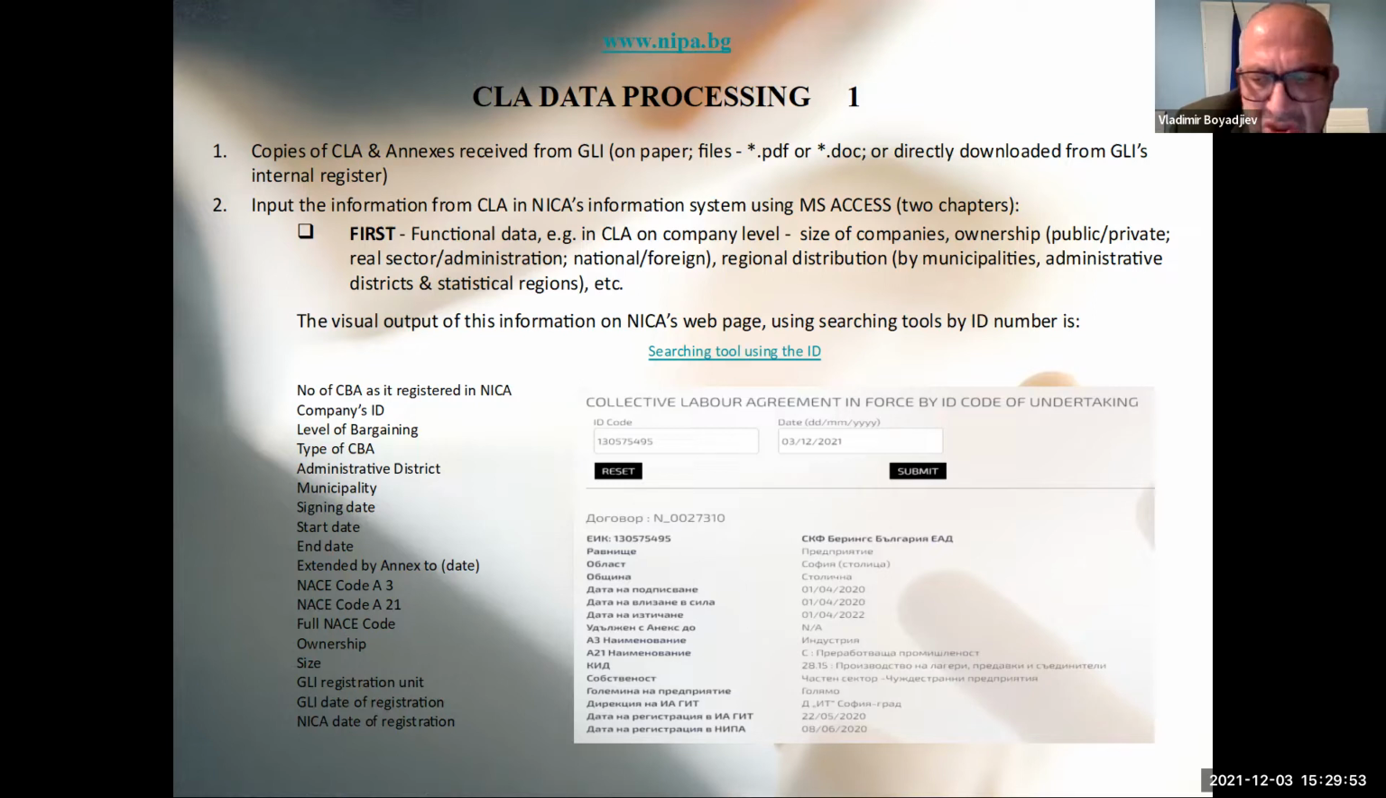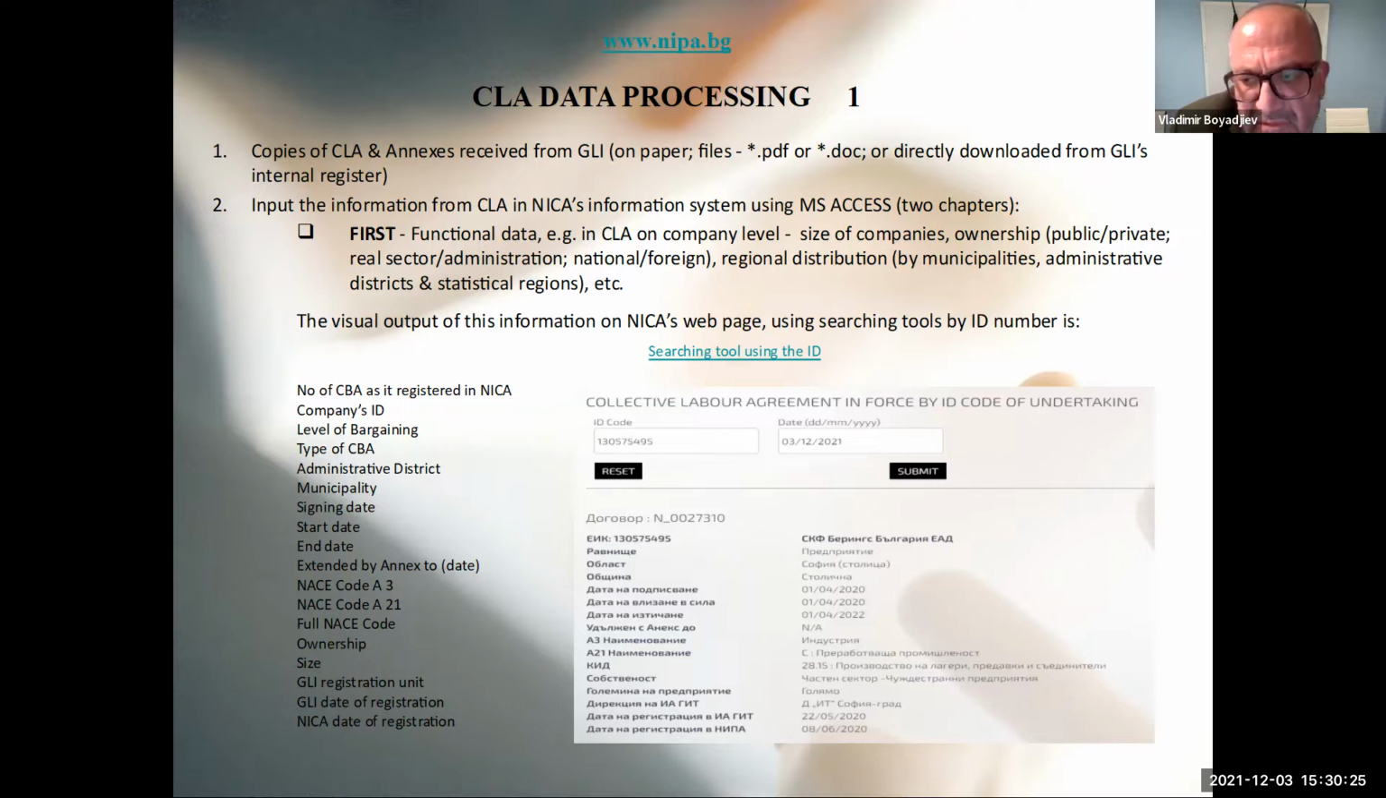It is separated in two chapters or parts. The first one is so-called functional data. My presentation is only about the CBA on company level. The indicators are size of companies, ownership, regional distribution, etc.